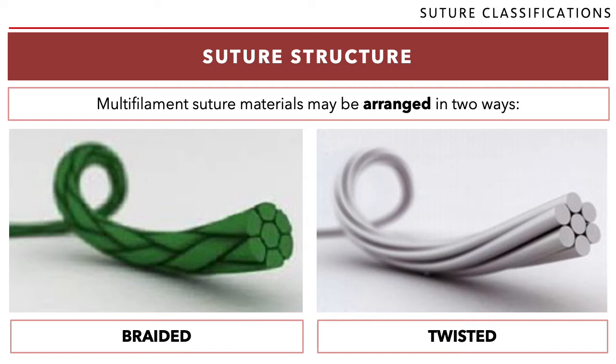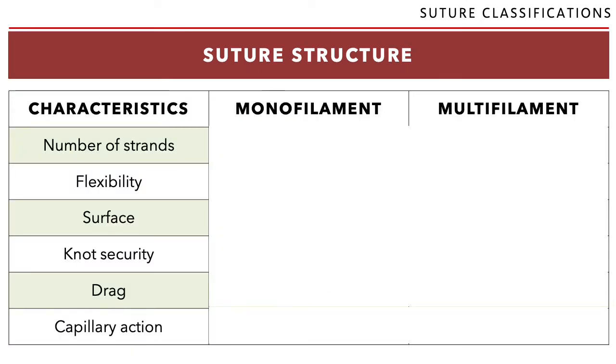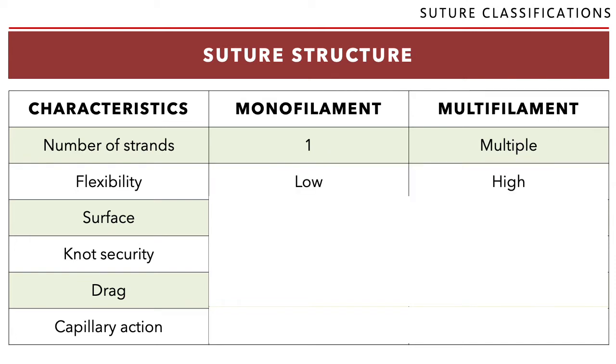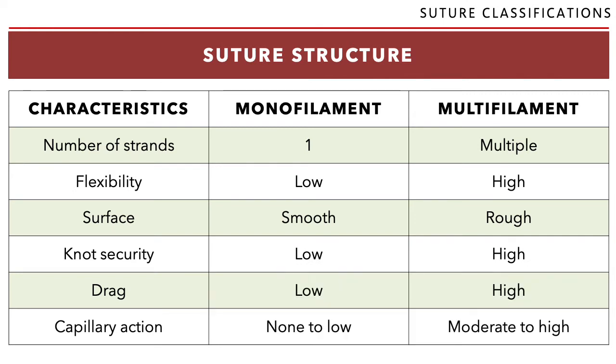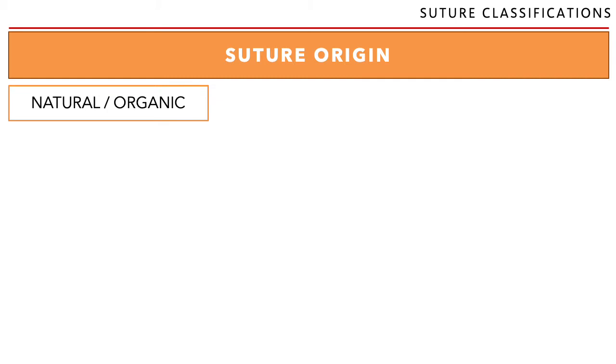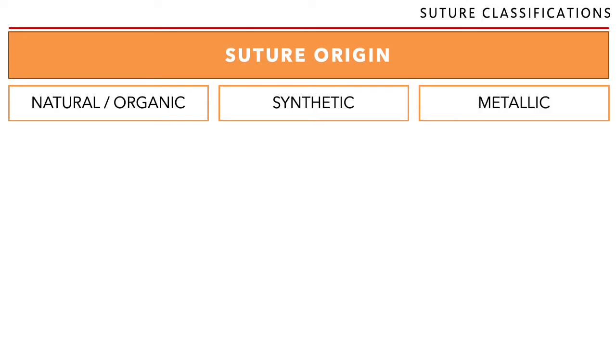So, just a table of differences. Monofilament in terms of number of strands, flexibility, the surface, knot security, drag, and capillary action. All right? So, suture origin. Saan ba galing yung mga sutures natin? Number one source would be a natural or an organic source. It could also be synthetic or man-made, or it can be metallic.